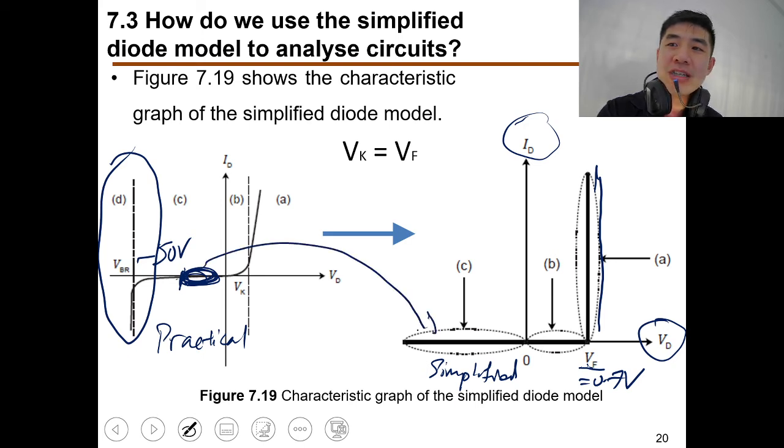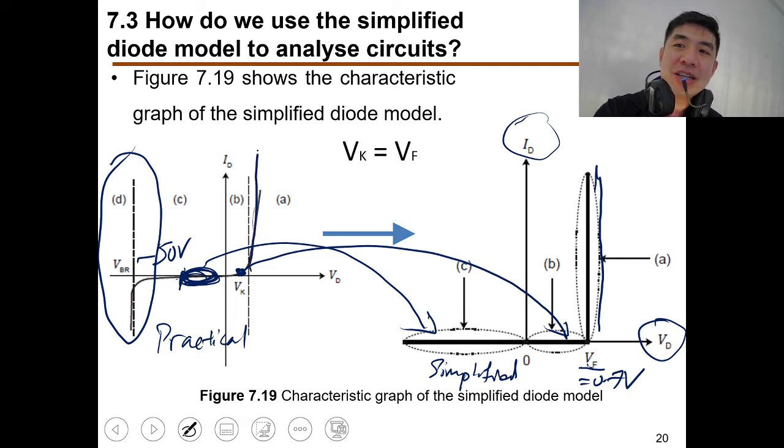This one goes to here. Then this part here is so small that it's negligible. So actually it can be considered as 0 volt, no sorry, not 0 volt, 0 current. So 0.6 and 0.7 also can be considered as 0 current. Then once you hit the VF, it goes up. In the practical diode, this one also does the same thing, it goes up.